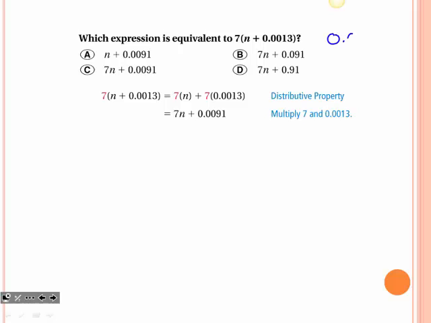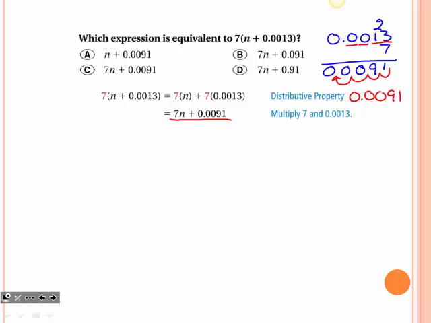So we can do 0.0013 times 7 and do normal multiplication and then just count your decimal places. 1, 2, 3, 4. So I'm going to go 1, 2, 3, 4. So my decimal is 0.0091. Now remember, these are not like terms, so you cannot put them together. You're done. That's the final answer. So then the answer is C, 7n plus 0.0091.